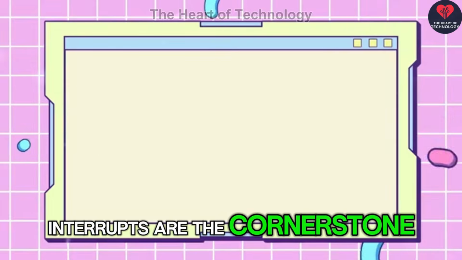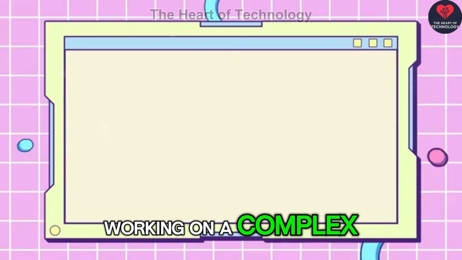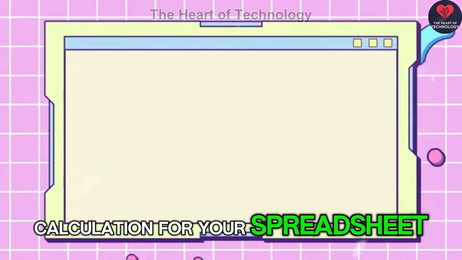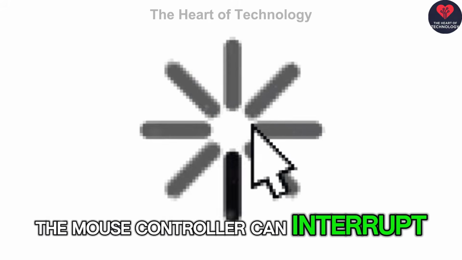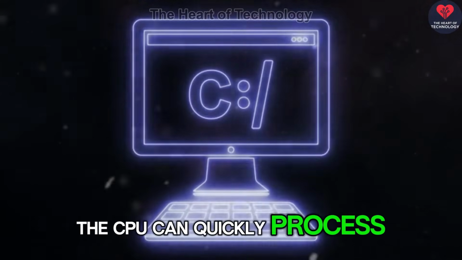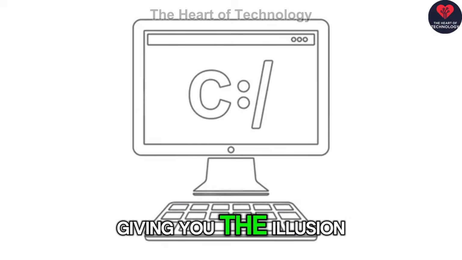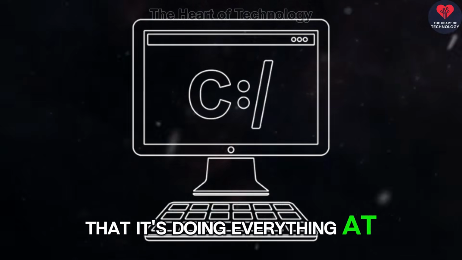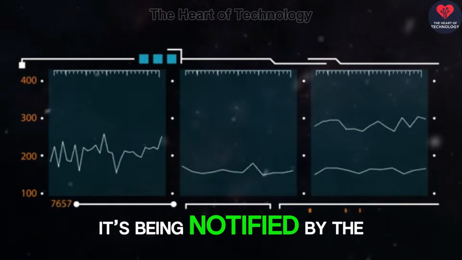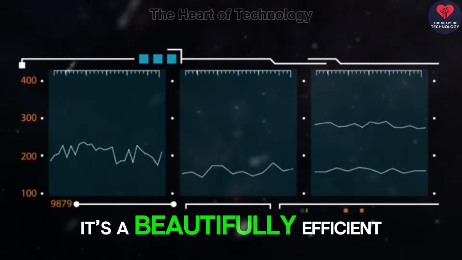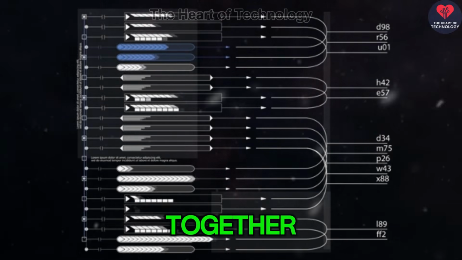Interrupts are the cornerstone of modern multitasking. They allow the CPU to be working on a complex calculation for your spreadsheet, and the very instant you move your mouse, the mouse controller can interrupt. The CPU can quickly process the cursor movement and then seamlessly return to the spreadsheet, giving you the illusion that it's doing everything at once. It's not constantly checking on the mouse, it's being notified by the mouse. It's a beautifully efficient, event-driven system, so let's put it all together.